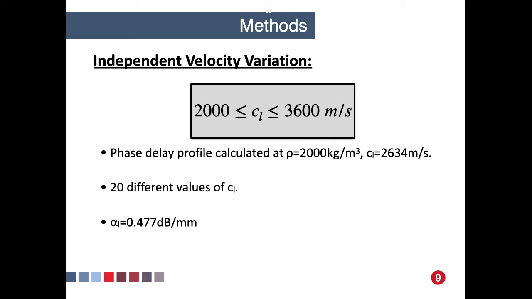Next, we looked at how changes in the longitudinal velocity would affect the focalization independent of all other parameters, with the velocity ranging from 2,000 to 3,600 meters per second using a phase delay profile based on an acoustic velocity of 2634 meters per second. This was done using 20 different velocity values and a longitudinal attenuation that was set to 0.477 decibels per millimeter.